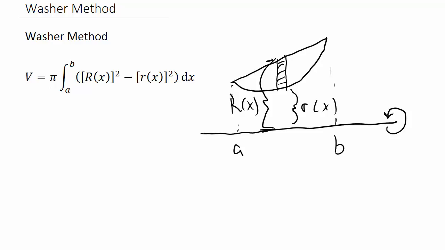Alright, so here's my fourth example for the washer method. What we're doing is taking a graph and revolving it about an axis to find the volume. The volume is pi times the integral from a to b of big R of x squared minus little r of x squared. Big R is the outer radius of the rectangle, and little r is the inner radius of the rectangle. Once you find those, you just plug them in and integrate.